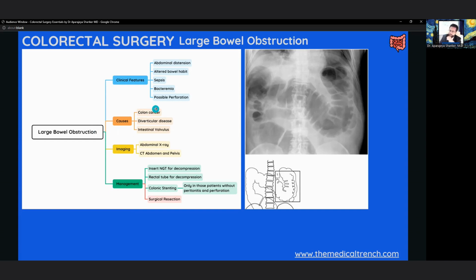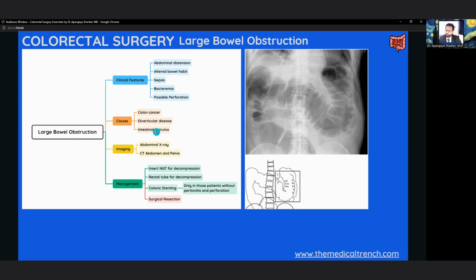The first is colon cancer, the most common, right? After that, you have diverticular disease. Okay, and we discussed this previously. And then intestinal volvulus. Intestinal volvulus is just the rotation of the intestine on itself, just like the stomach. It occurs for a lot of different reasons, and it's not important to go into those right now.